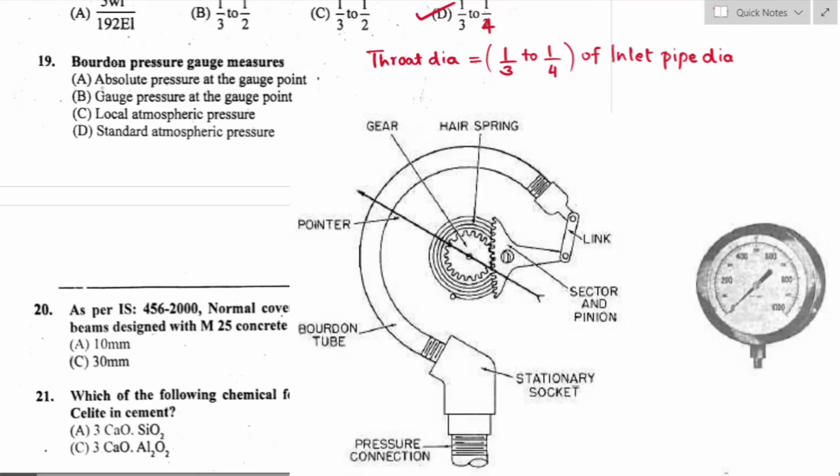In the following figure you can observe a Bourdon pressure gauge, where it measures the gauge pressure of liquid, fluid and gas at the gauge point. So option B is the right answer. Gauge pressure at gauge point.